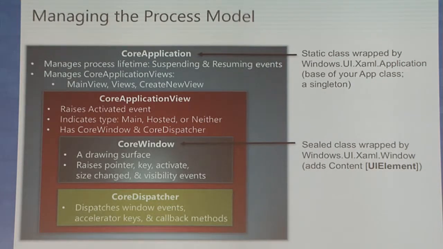a mail message. Now, this Core Application class, if you are a C# developer, normally you don't work with it directly. In C#, there's a class called Application, which is defined in the Windows UI XAML namespace. And this application class is the base class of your app class, which Visual Studio creates for you automatically whenever you create a new Windows Store application project using Visual Studio. Now, you'll create a class derived from this app class, which is really a wrapper around this core application class.